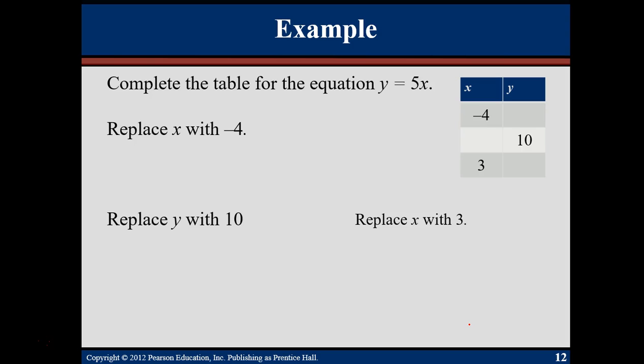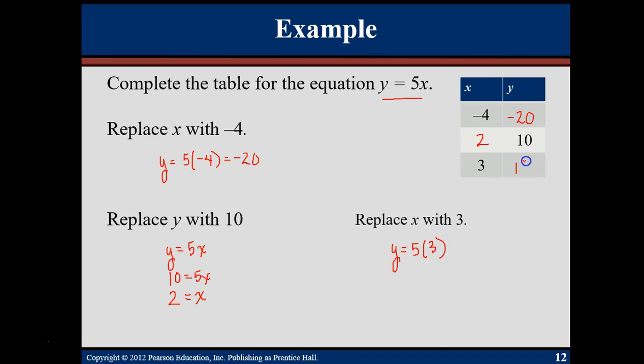You can also find multiple coordinates. So here I have y is equal to 5x. If x is equal to negative 4, then the y part of the coordinate would be negative 20. If y was equal to 10, then instead of y equal to 5x, I would say 10 is equal to 5x, and can find that x is equal to 2. If x is 3, instead of saying 5 times x, I would say 5 times 3. And I would get a 15.